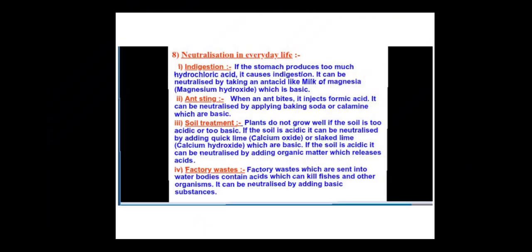So this is the completion of chapter number 6, that is acid, base and salt. Hope it is clear to you.